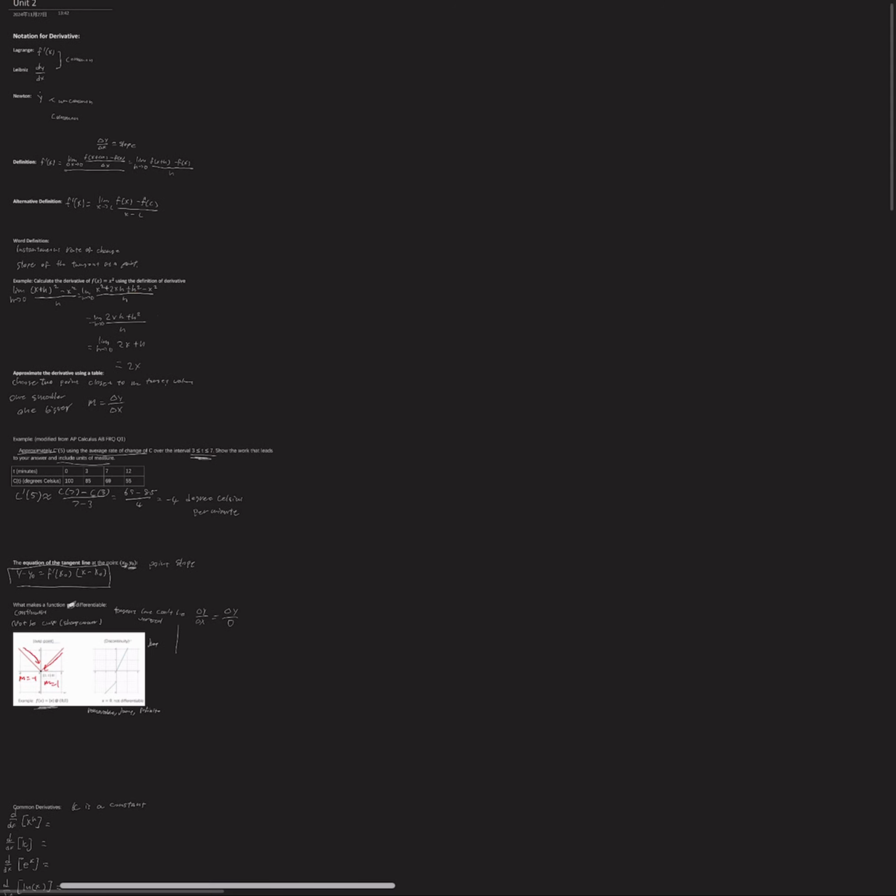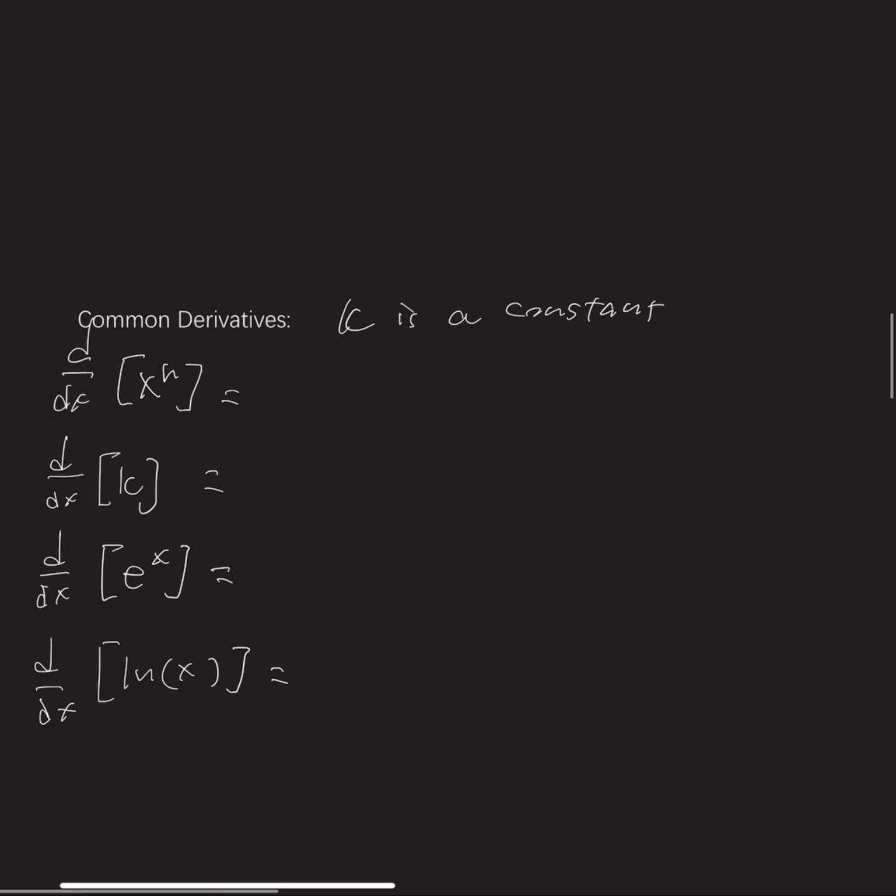So these are what derivative means. And let's actually calculate some derivatives. Let's talk about some common derivatives you should remember. The derivative of x to the n power, where n can be any number that is not equal to 0, is equal to n times x to the n minus 1. And what happens if n equals 0? Well, x to the 0 power is just 1.